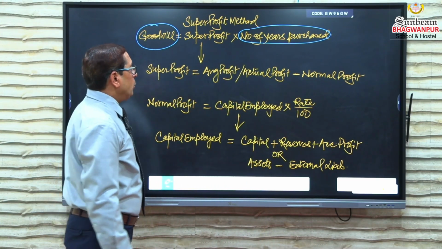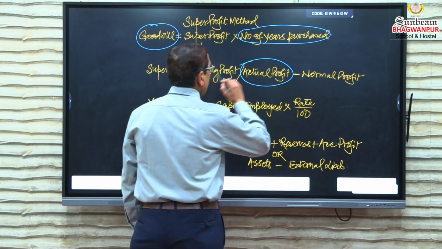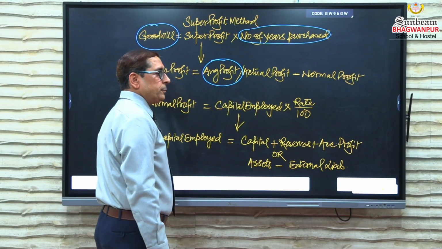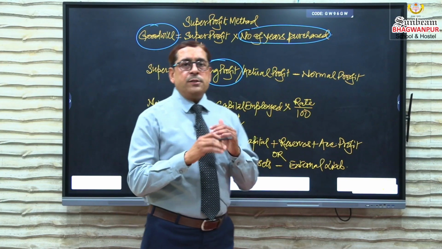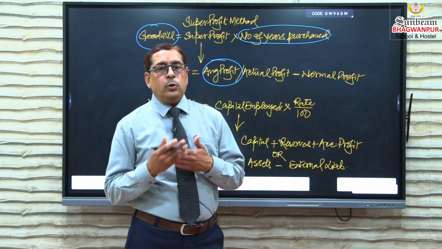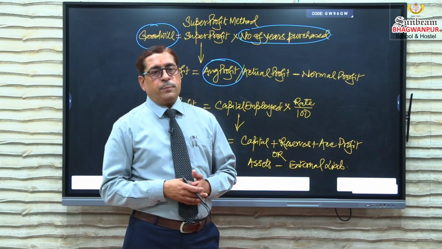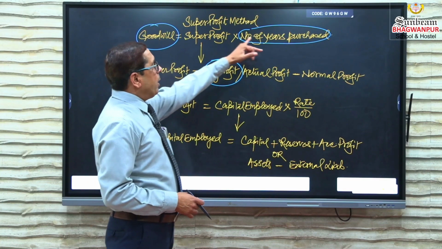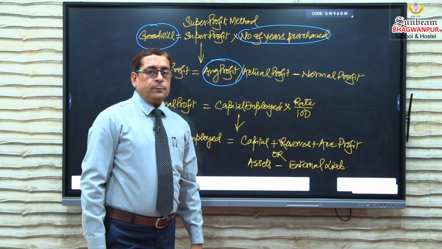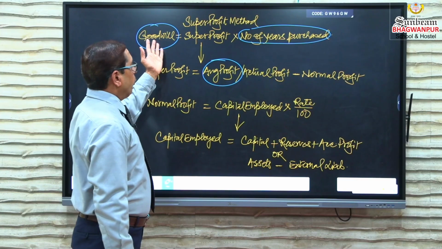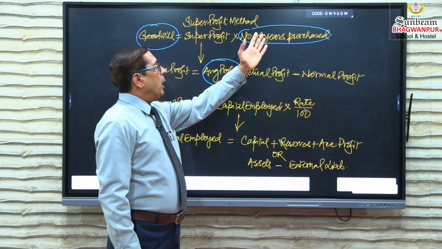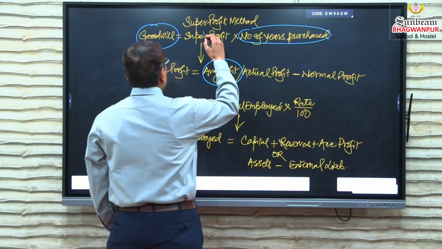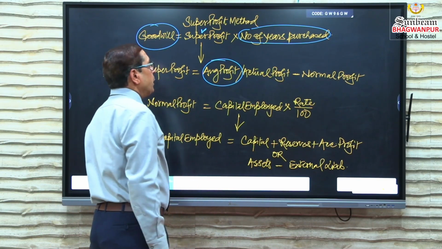And what are you asked? You are asked to find out actual profit or say average profit. It is the same question given in a reverse way, so your approach will be reversed. Say, goodwill is given in the question, and the number of years is also provided. Goodwill is 24,000 rupees on the basis of 4 years purchase. I think you can easily find out the average profit.